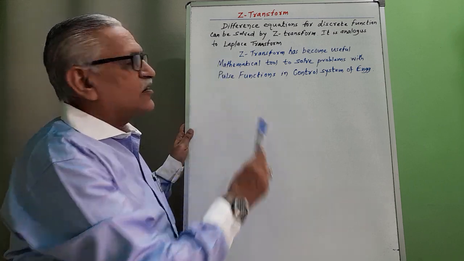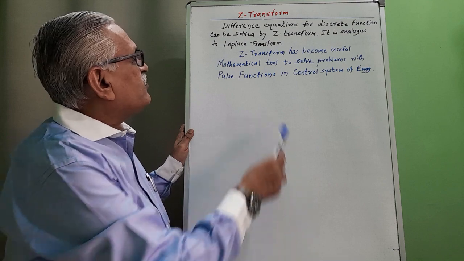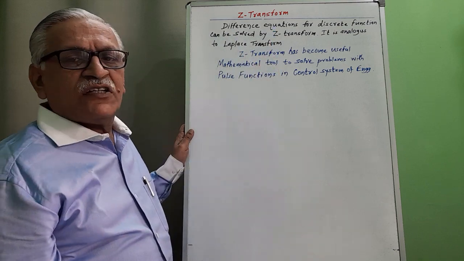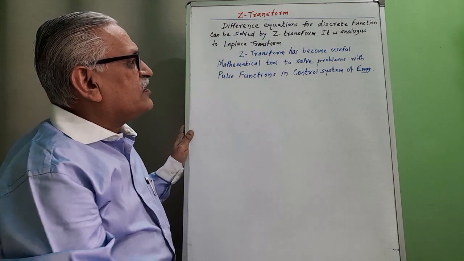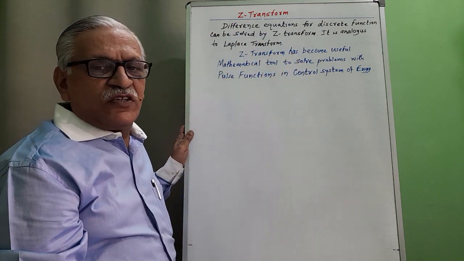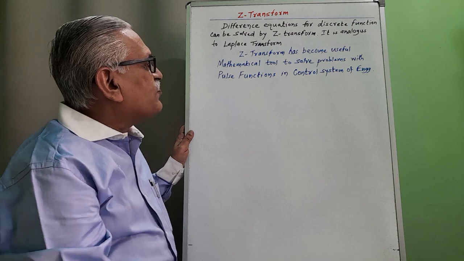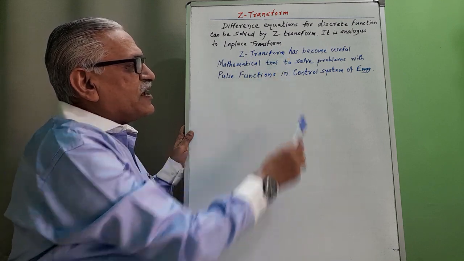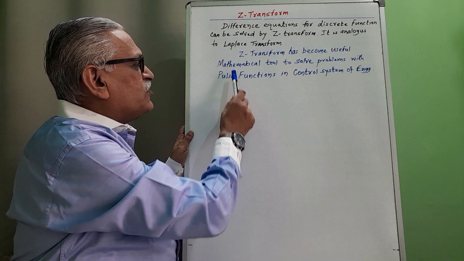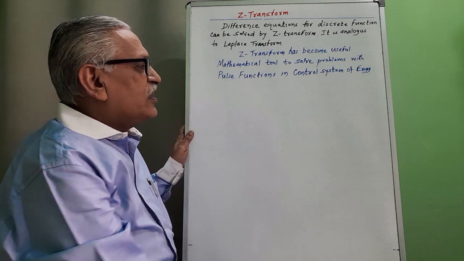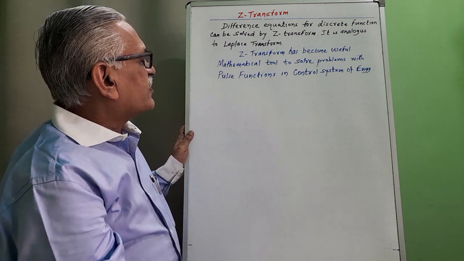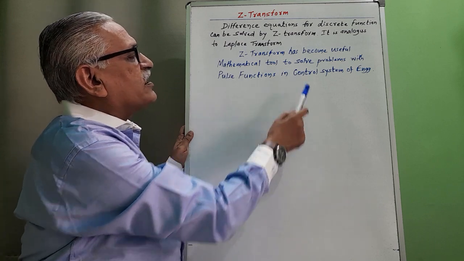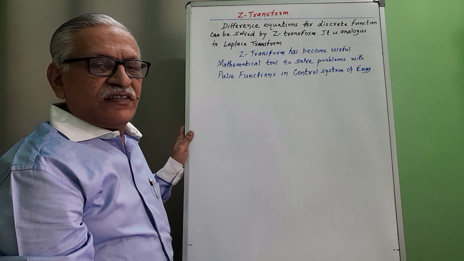Let us discuss that term Z Transform. Difference equations for discrete function can be solved by Z Transform, and it is analogous to the study of Laplace Transform. Z Transform is a useful mathematical tool to solve a difference equation involving pulse functions in control system engineering.